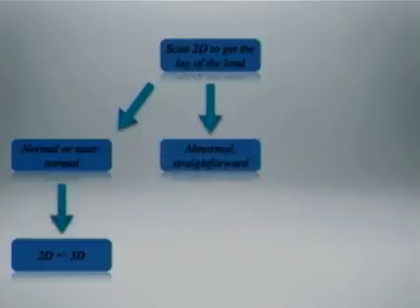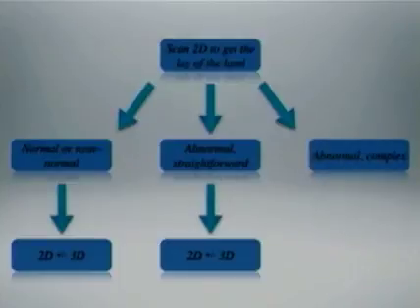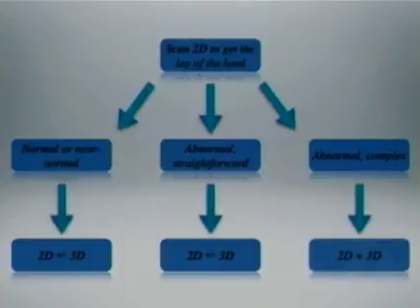If it's abnormal but straightforward, say gallstones or hydronephrosis, again, in most cases, 2D plus or minus 3D will suffice. But if it's an abnormal, complex case where you really want to acquire a volume so you can sit down later and interrogate that volume to decide what's going on, 3D is very helpful, along with the basic 2D.